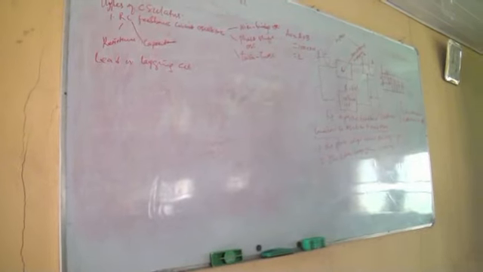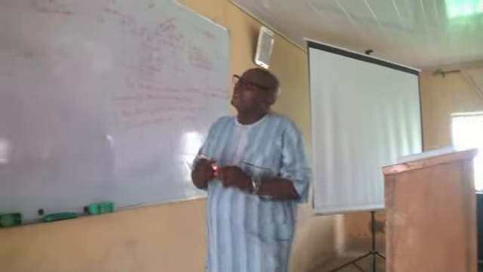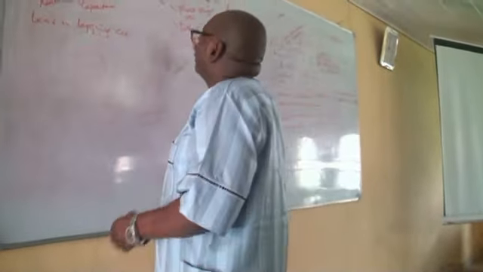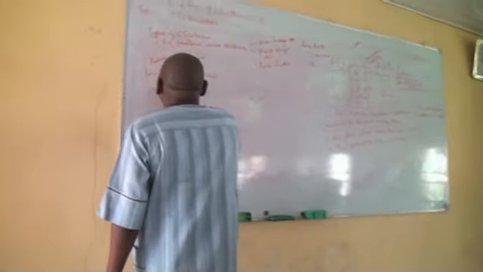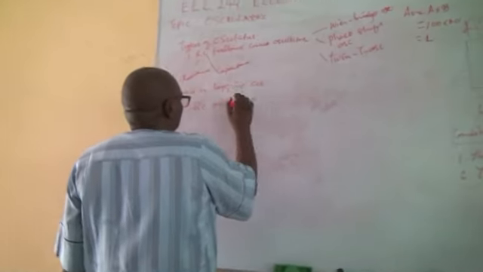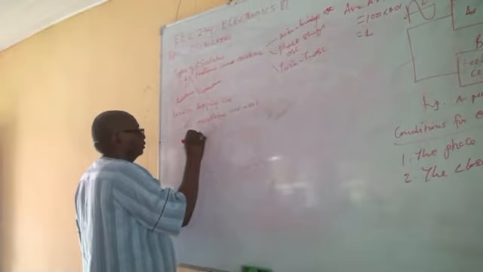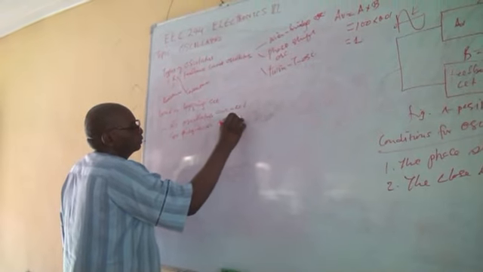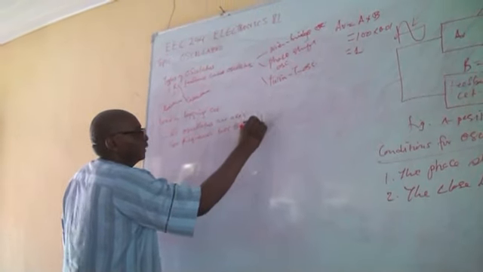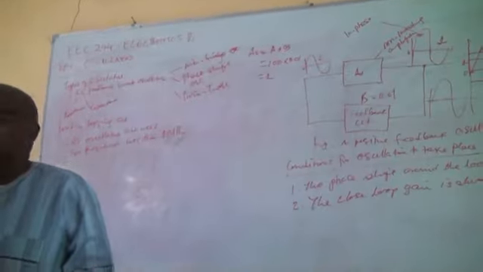And you know that RC feedback oscillators are used for frequencies not up to 1 megahertz. Any frequency that is more than 1 megahertz, RC oscillators are not used for. RC oscillators are used for frequencies less than 1 megahertz. Any frequency that is more than 1 megahertz, you can't use an RC oscillator.